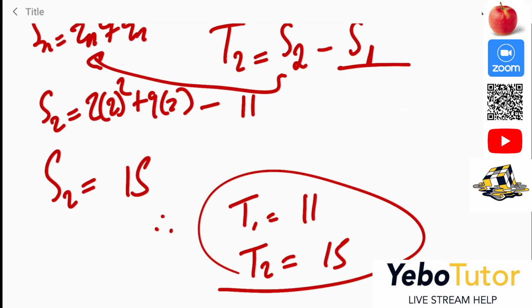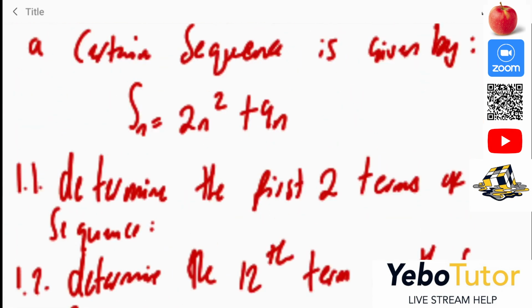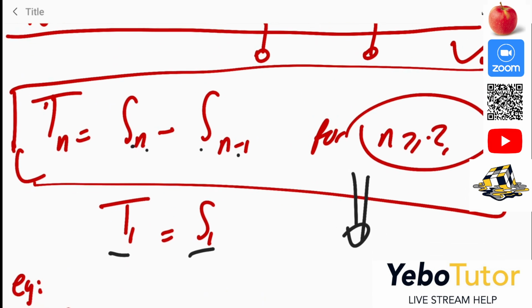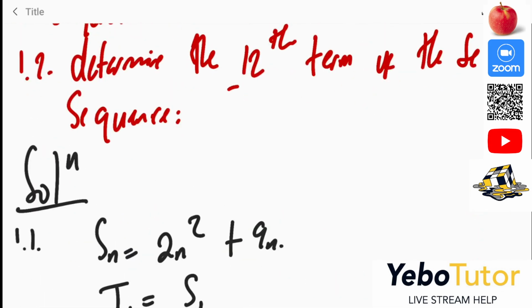Easy stuff. I'm going to say this again: this is the equation which is important. If you understand this equation, this will get you the answers which you want. Just understand that your Tn is always equal to Sn minus Sn minus 1. Now they ask us to calculate the 12th term, which is easy. For the 12th term, we need to get S12 and S11.